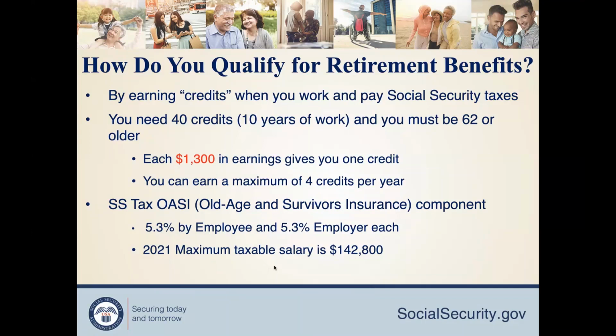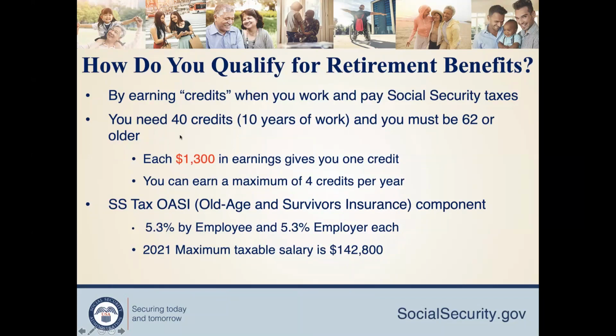As I explained, see it very clearly. It's written here. OASI component. That is what we are talking about here. DI, I'm not talking about disability benefits. I'm not talking about divorce and all those things today, right? So I'm focusing on retirement benefit, which is only 5.3% by employee and 5.3% employer, right?